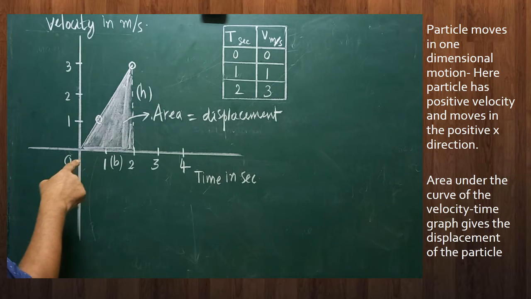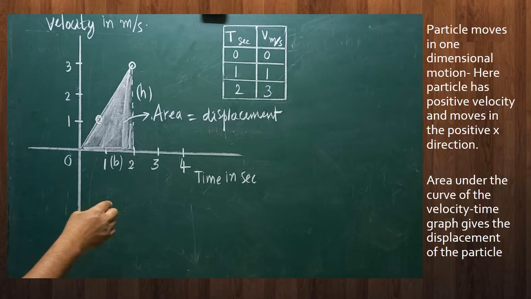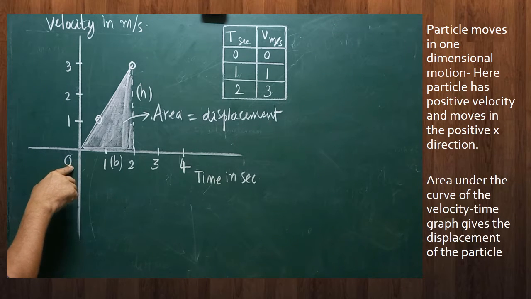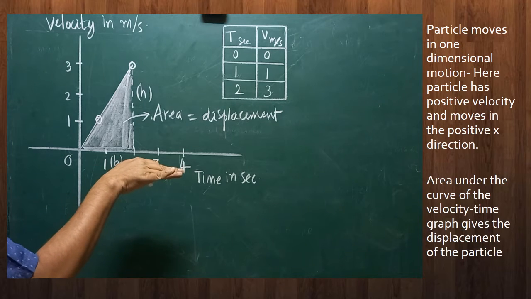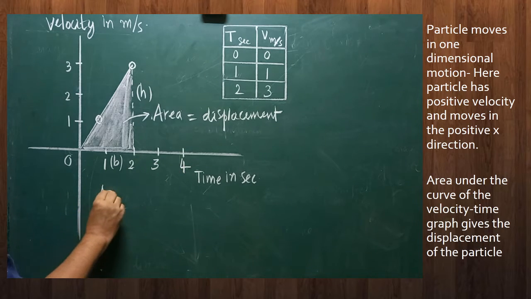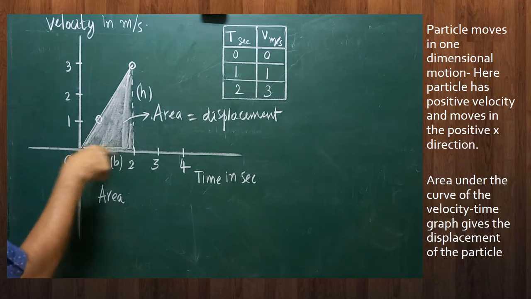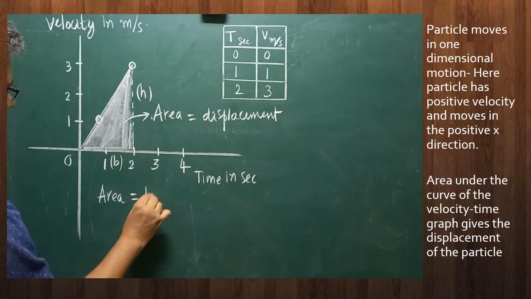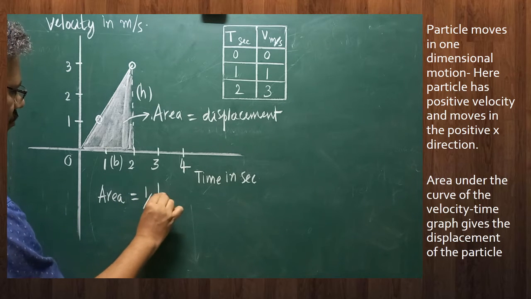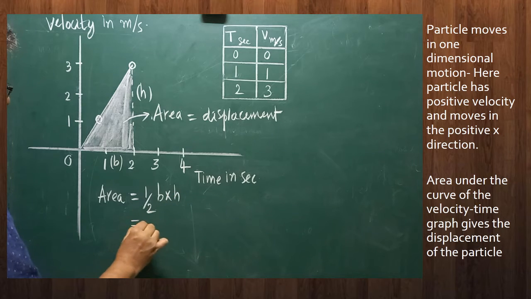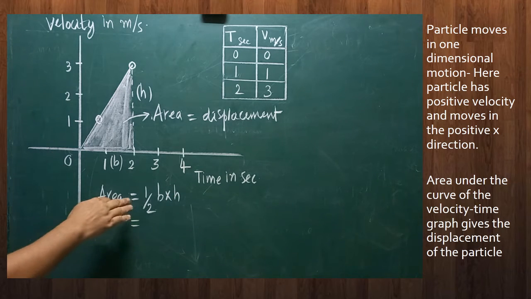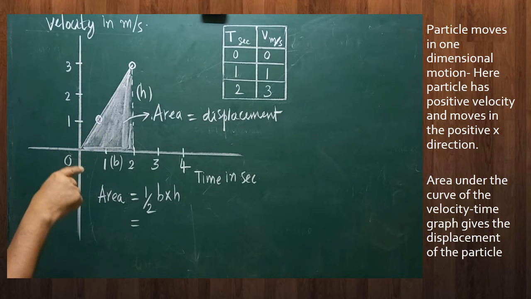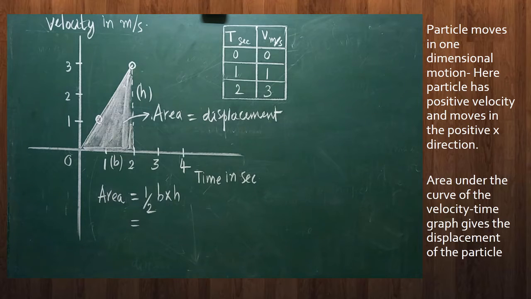Now I am going to calculate the displacement from 0 second to 2 second. In between the duration 0 second to 2 second, how far it has traveled can be calculated. The formula is area. Look at that, the shape of the portion is looking like a triangle. Therefore, area can be easily calculated by half into B into H. This is a very simple formula. If the shape is a rectangle, you have to write L into B. Here in this case I am using half into BH.